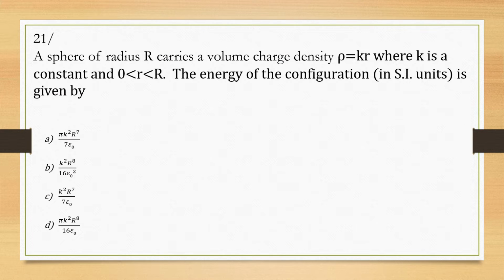Here is the first question of this session: a sphere of radius R carries a volume charge density rho equal to kr, where k is a constant and r varies from 0 to R. The energy of the configuration in SI units is given by, and the options are: pi k squared R to the power 7 divided by 7 epsilon naught; k squared R to the power 8 by 16 epsilon naught squared; k squared R to the power 7 by 7 epsilon naught; pi k squared R to the power 8 by 16 epsilon naught. So let's see what will be its answer.